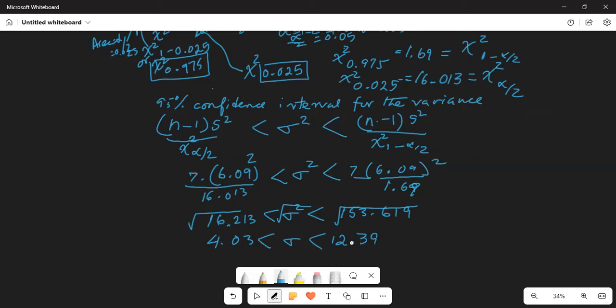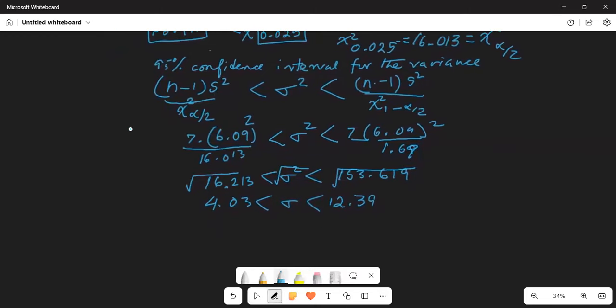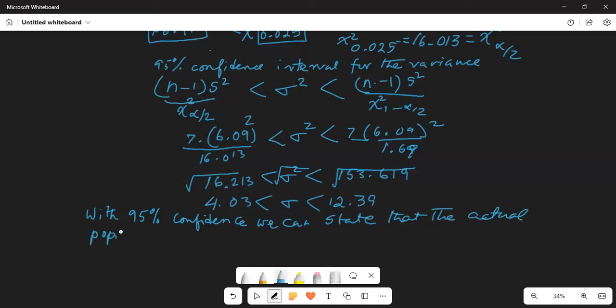So what is the conclusion? With 95% confidence, we can state that the actual population standard deviation will fall between 4.03 and 12.39.